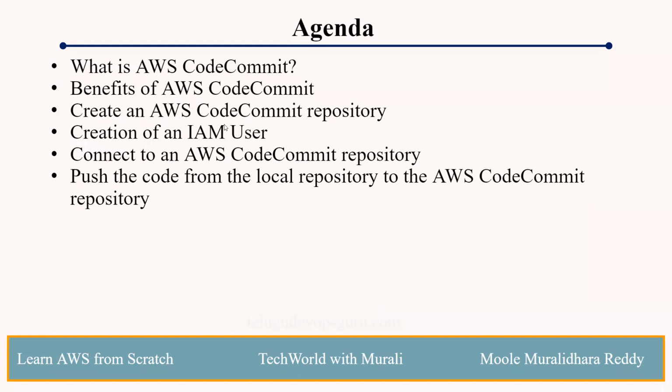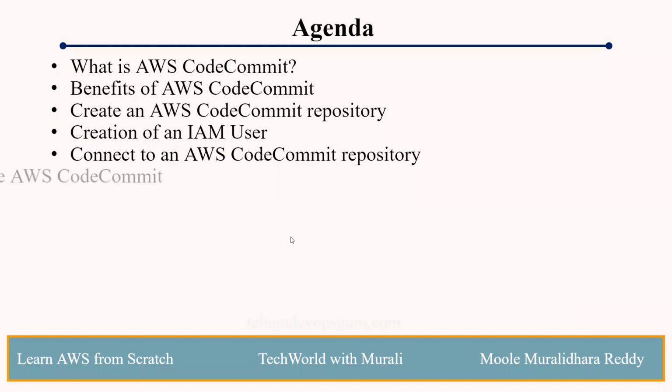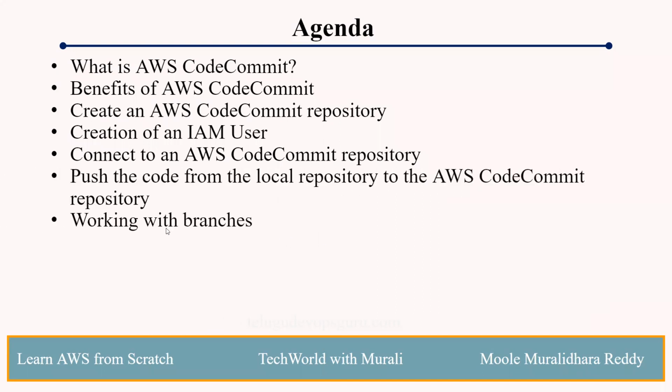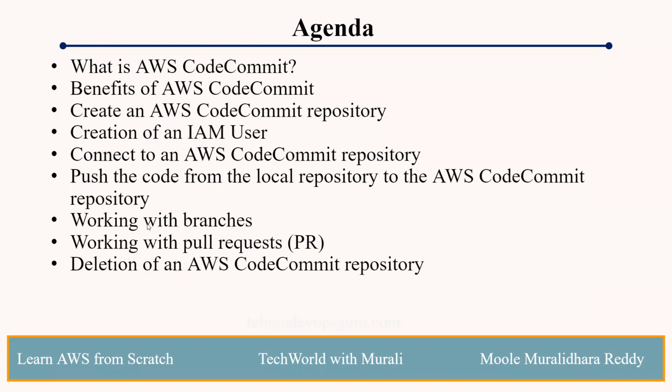Remember one thing: the remote repository is nothing but AWS CodeCommit. Then working with branches, how can we create the branches, how can we create the PR, and how do we merge that particular PR? What is the process? And once we are done with everything, we can delete whatever repositories we created.